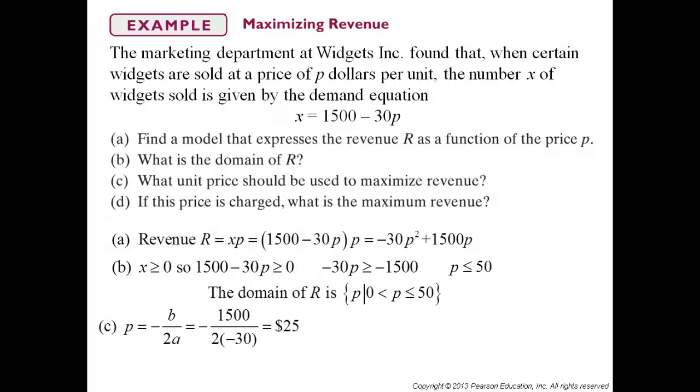Part D says if this price is charged, what's the maximum revenue? Remember that our quadratic is the revenue quadratic. So if this is the price, then how much revenue do we get? We plug it in, work it out. Find the Y value of the vertex. That's the revenue. Okay. R of 25, plug it in, work it out. $18,750. That's how much revenue we're getting if we're charging 25 bucks per widget or whatever product we got.